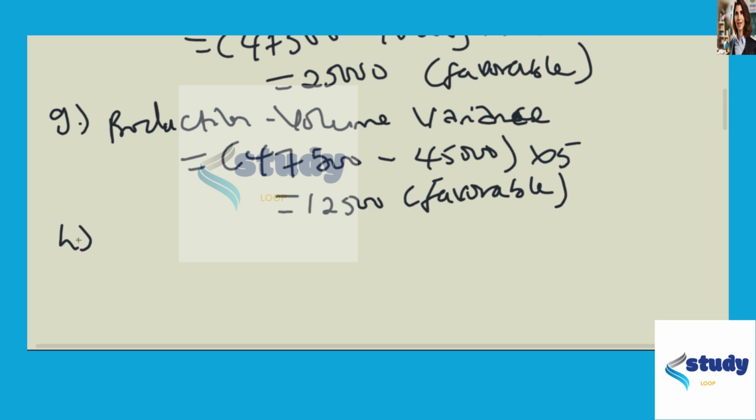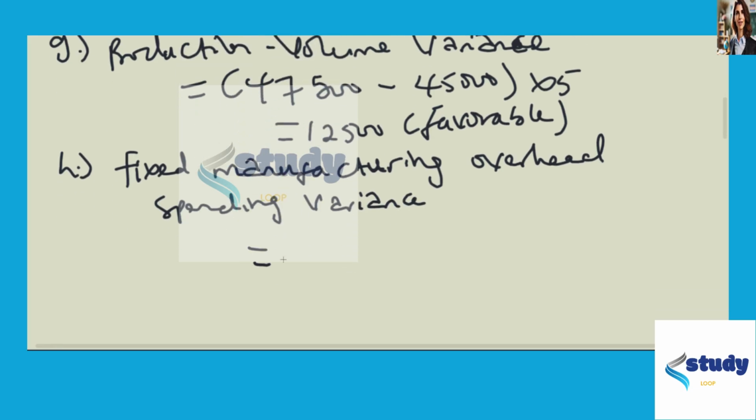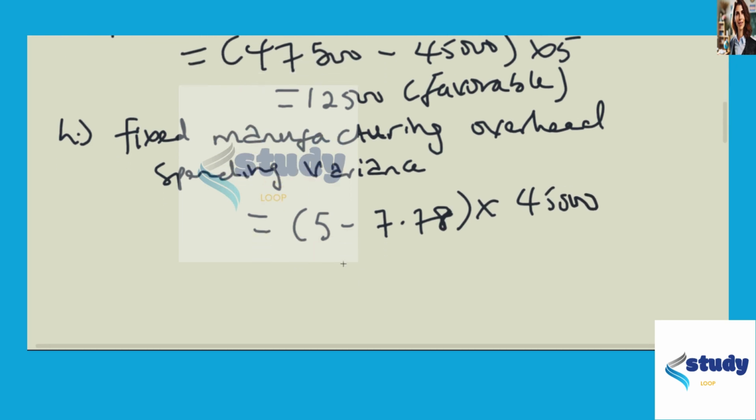The last one is the fixed manufacturing overhead spending variance. And this is equal to 5 minus 7.78 multiplied by 45,000, and this is equal to 125,000, and it is unfavorable.